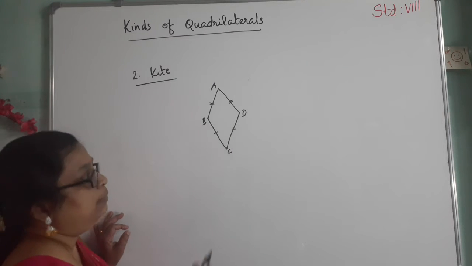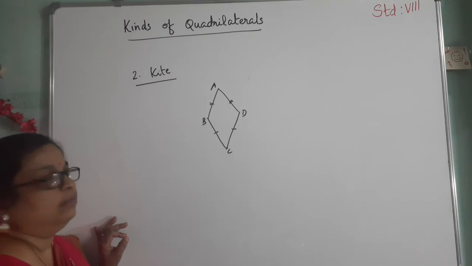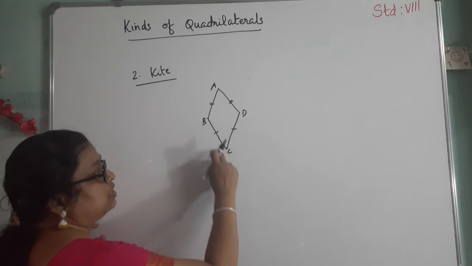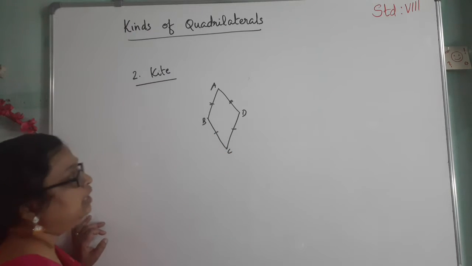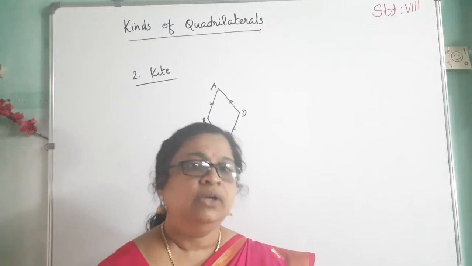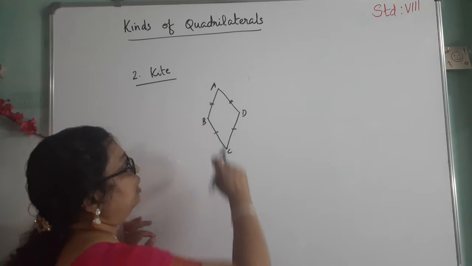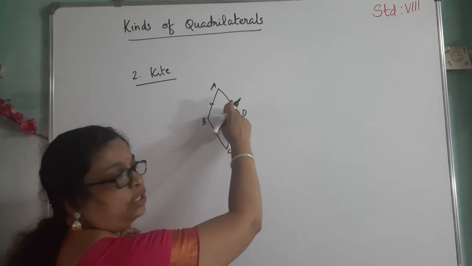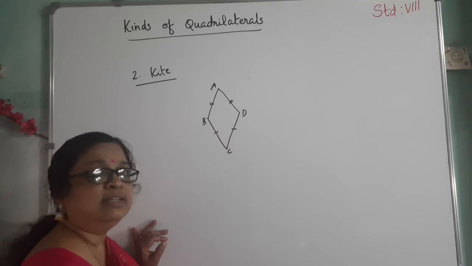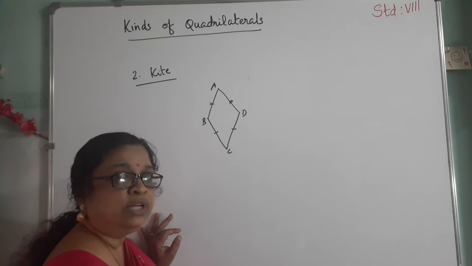It is a special type of quadrilateral with two distinct pairs of consecutive sides equal. That is this side and this side are consecutive sides, and these two are equal. This and this are consecutive sides and these two are equal. So AB and AD are equal, BC and CD are equal. AB and AD are a consecutive pair and BC and CD are a consecutive pair. So kite is a special type of quadrilateral with two distinct pairs of consecutive sides equal.